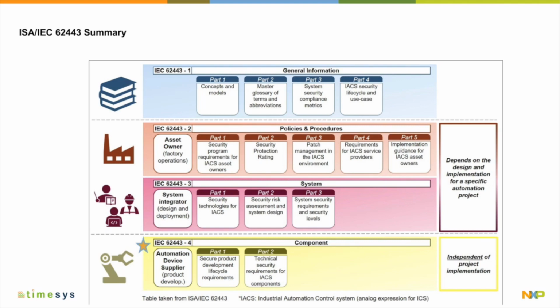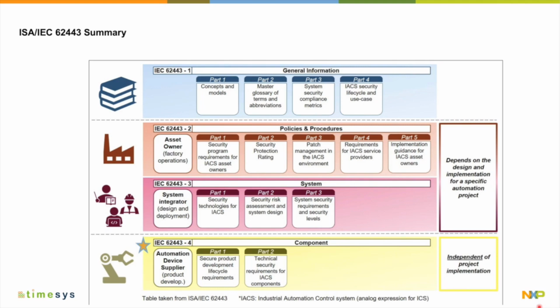Looking at this picture, you can see that 62443 takes into account different information. There is general information, there are policies and procedures, system information, and component level information. So there we talked about processes and the component level. You can see part one talking about secure product development lifecycle requirements, and there are also technical security requirements. That's at the level of automation device supplier product development. We have under policies and procedures asset owner requirements for security protection, patch management.